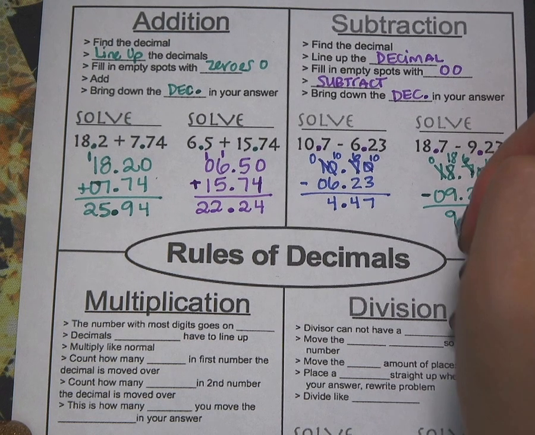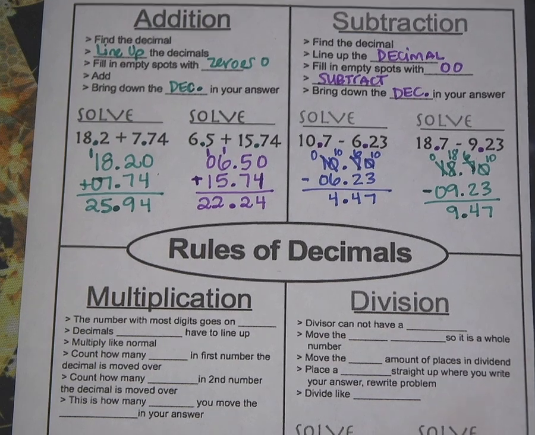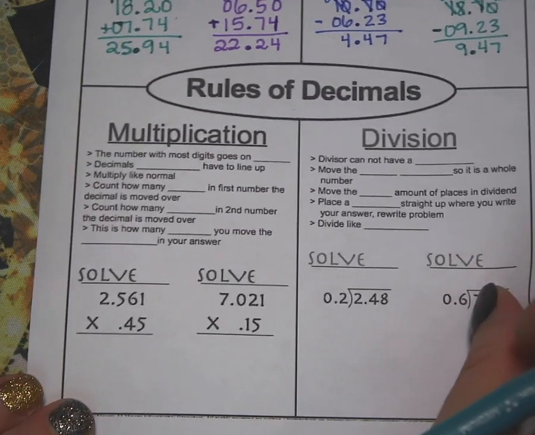18 minus 9 is 9. 0 minus 0 is 0. So the big rule for adding and subtracting is just line them up. Line them up, fill in the gaps with zeros. Okay. Any questions on adding and subtracting? All right, let's move down to multiplying and dividing.